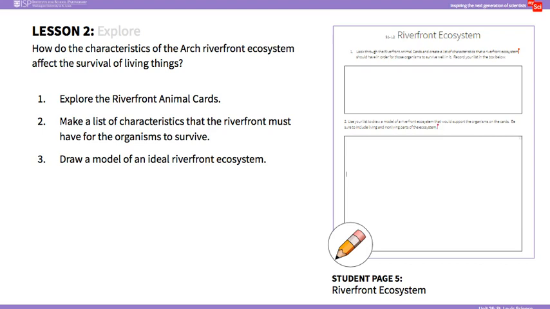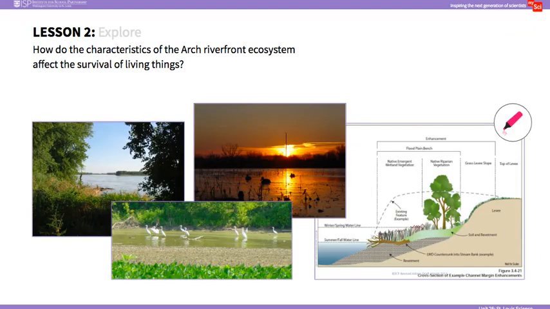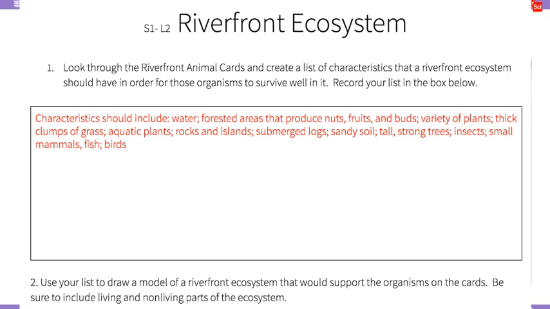In the Explore section of Lesson 2, students will discuss the idea of adaptation, something an organism has or does that makes it well suited to survive in its environment. To do this, they'll look at animal cards, and they'll brainstorm different characteristics that a riverfront ecosystem will need for these animals to survive. On their handout, they're going to describe this ecosystem's characteristics and then draw a model of the ecosystem that they think would be best suited for these animals.